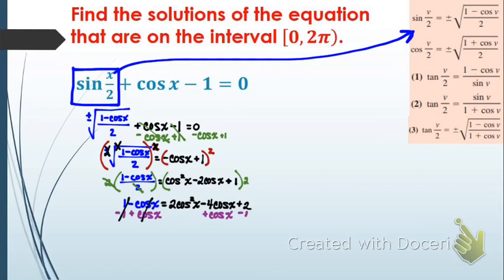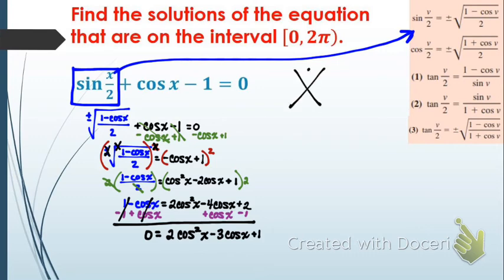So it's going to cancel and cancel. So I have 0 equals 2 cosine squared x minus 3 cosine x plus 1. So I'm going to need to factor this. Two things that multiply to give me a positive 2, but add to give me a negative 3. Negative 2 and negative 1.